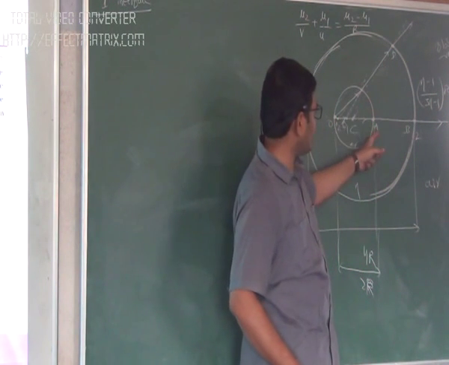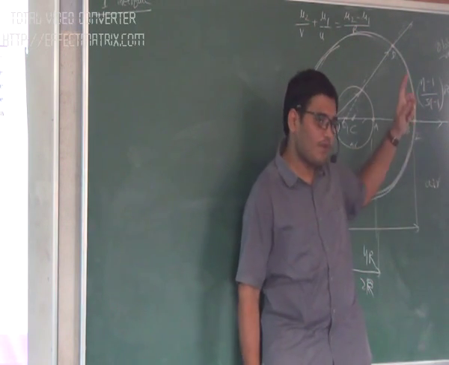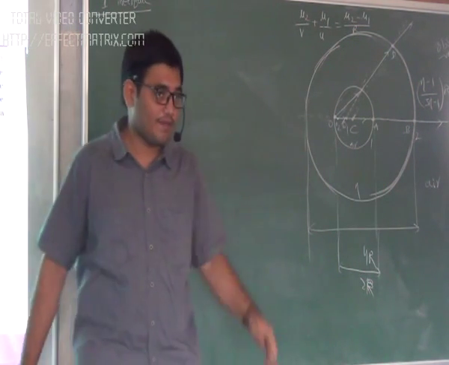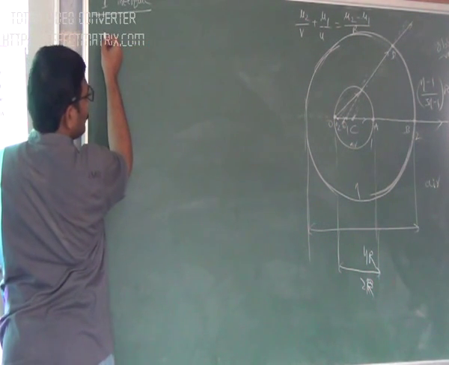So this is the pole for the first interface. A is the pole for the first interface. For the second interface, what is the pole? B. Okay, that's why I'm naming it. Now, can I write the relation now? Any problem?